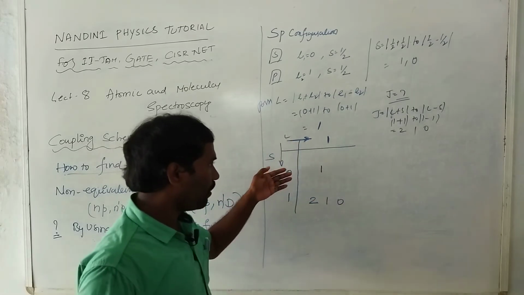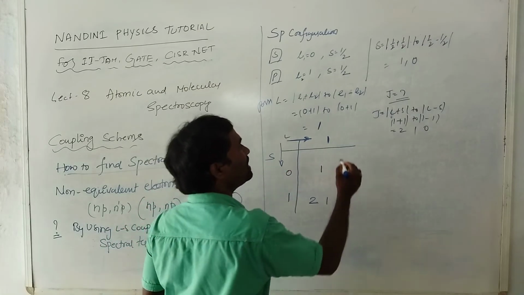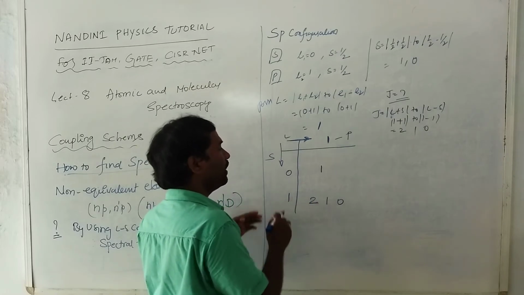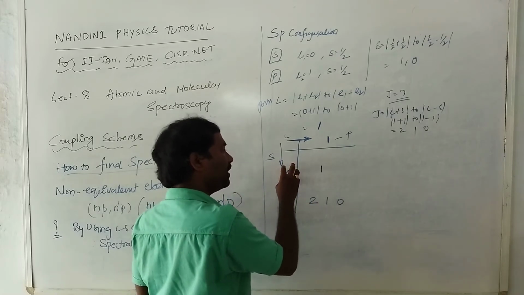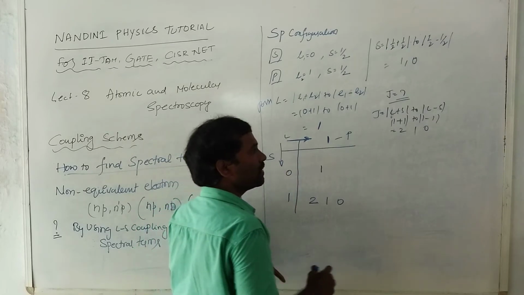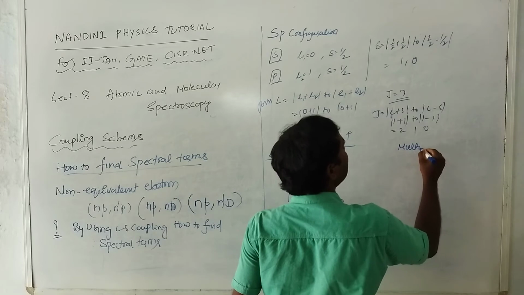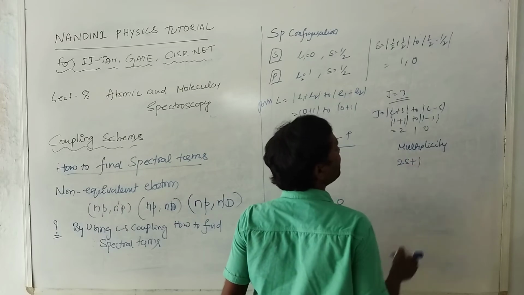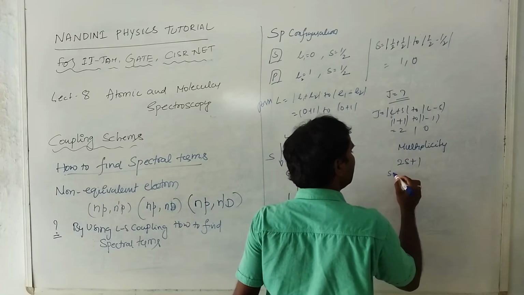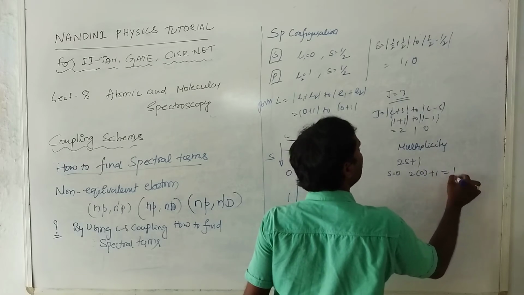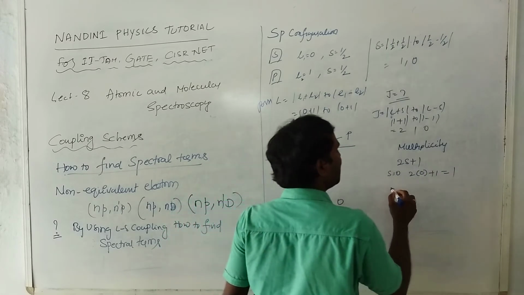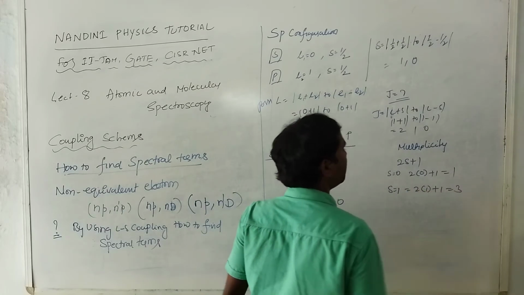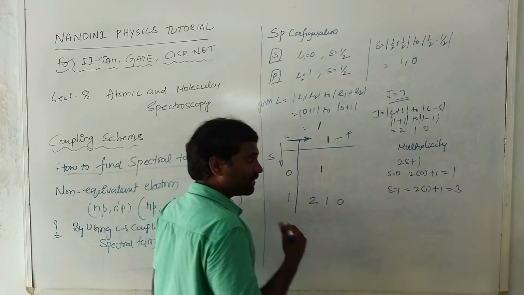Okay, right now I want to write the spectral terms for this case. L equal to 1 indicates the P state. Now I want to find out the multiplicity, for the S equal to 0 case and the S equal to 1 case. So what is the multiplicity formula? Multiplicity is nothing but 2S plus 1. Take the first case, S equal to 0: 2 times 0 plus 1 equals 1. The first case multiplicity is 1. The second case is S equal to 1, so that is 2 times 1 plus 1, which is 3. Multiplicity is 3.